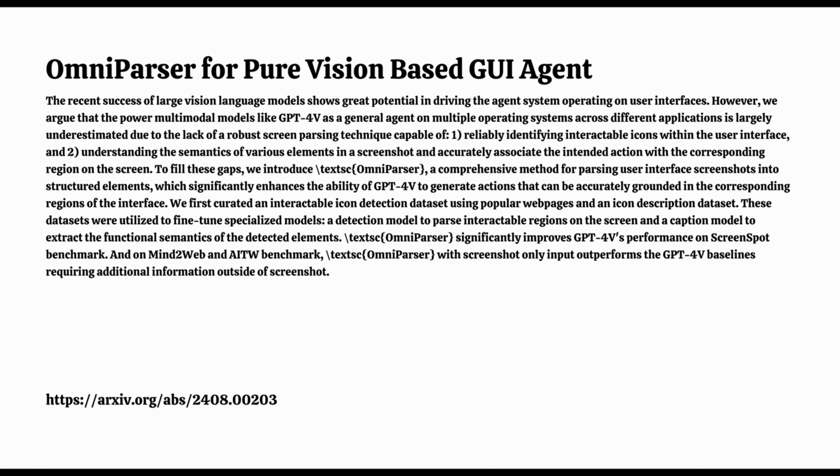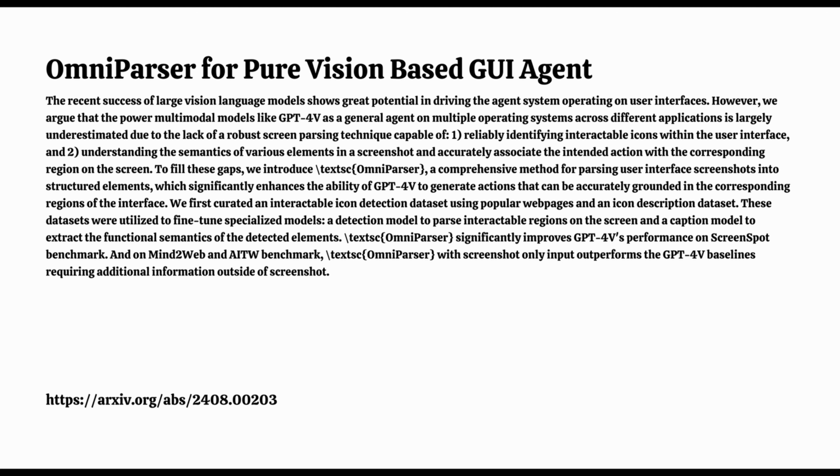Mind2Web. Yeah, it's all about testing the AI's ability to navigate websites and complete tasks. Like finding a specific product or booking a flight. Essentially, it's evaluating how well AI can use the web, just like a human would. Okay, that sounds like a real-world test. Did OmniParser give GPT-4v an edge here too? It did, and the results were particularly impressive.